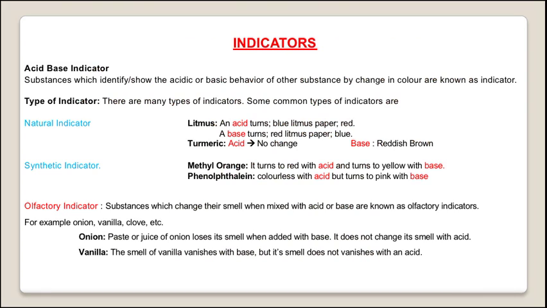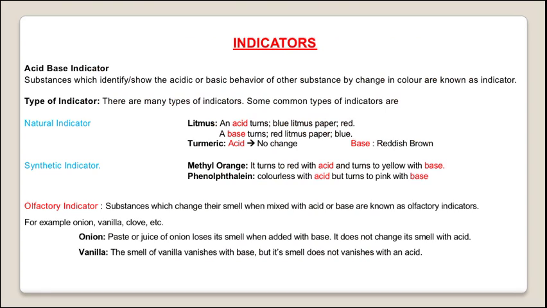Coming to the next one, olfactory indicators. Olfactory lobes are the lobes present in our brain, which are connected to the nose and indicate smell detection. So olfactory indicators are the indicators which change their smell when mixed with acid or base. For example, onion, vanilla, clove, anything that has a smell can be used to test whether it loses its smell when put into acid or base.